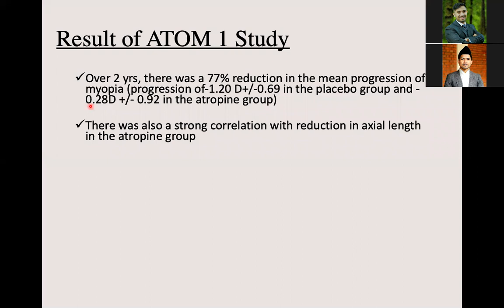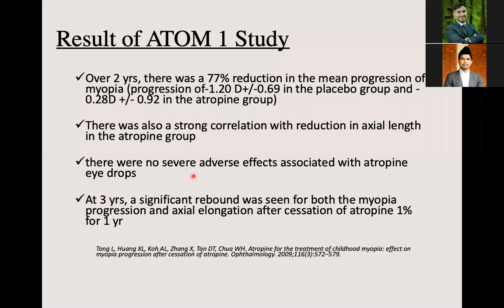There was also a strong correlation with the reduction in axial length. Axial length was also significantly reduced in the atropine group. And there were no severe adverse effects associated with atropine eye drops. At 3 years, a significant rebound was seen, and this was the drawback of this study. A significant rebound was seen for both myopia progression and axial length elongation after the stop of atropine for 1 year.